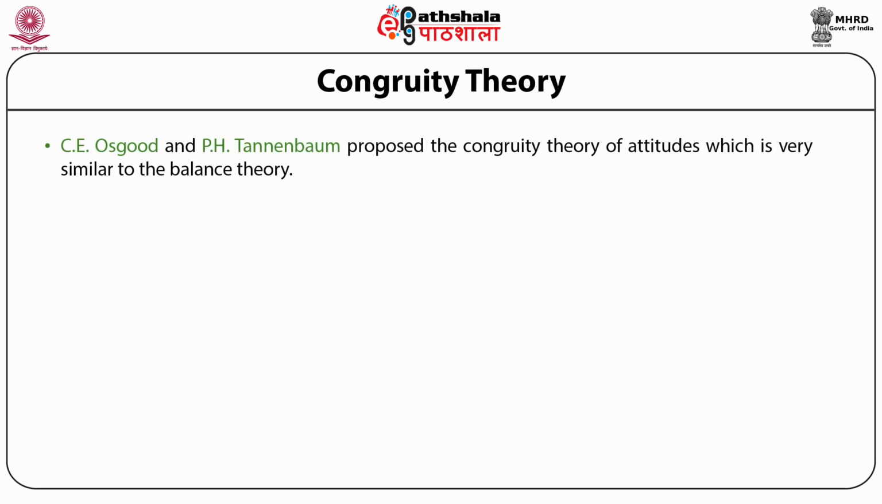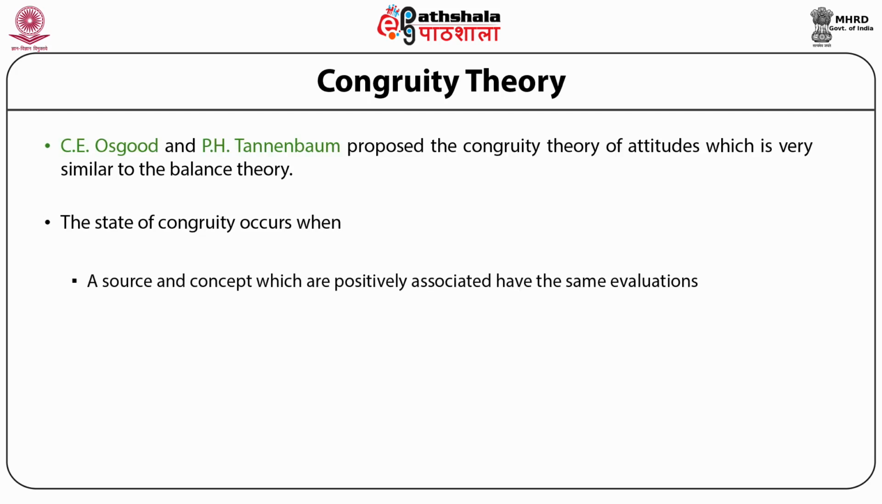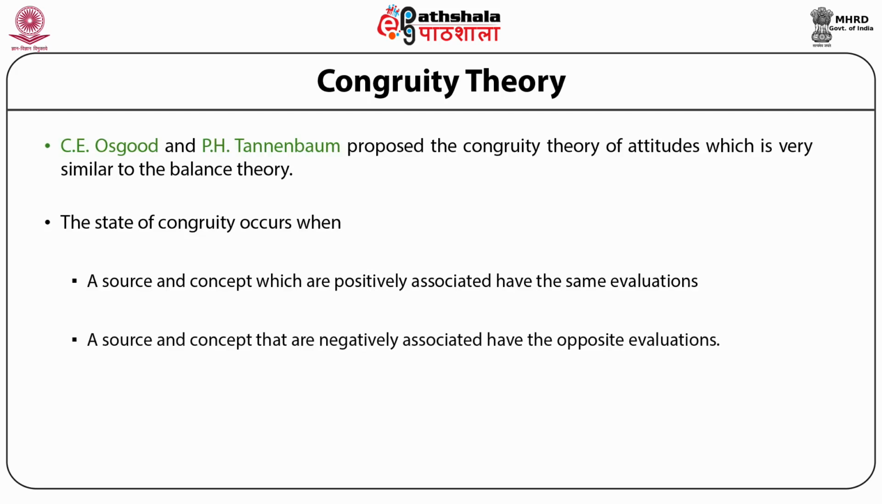Congruity theory. Congruity theory was proposed by C.E. Osgood and P.H. Tenenbaum. This theory of attitude is very similar to the balance theory. This theory established that evaluation of the source and the concept that are linked by associative or dissociative assertion should be changed. The state of congruity occurs when a source and concept which are positively associated have the same evaluations and a source and the concept that are negatively associated have the opposite evaluations.